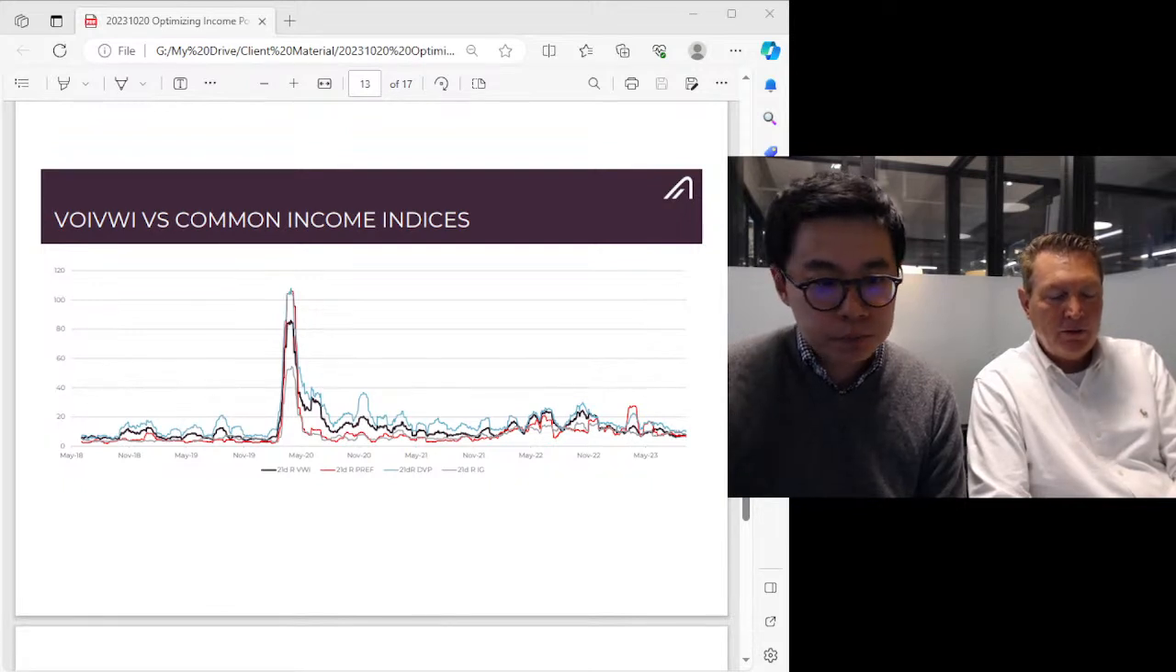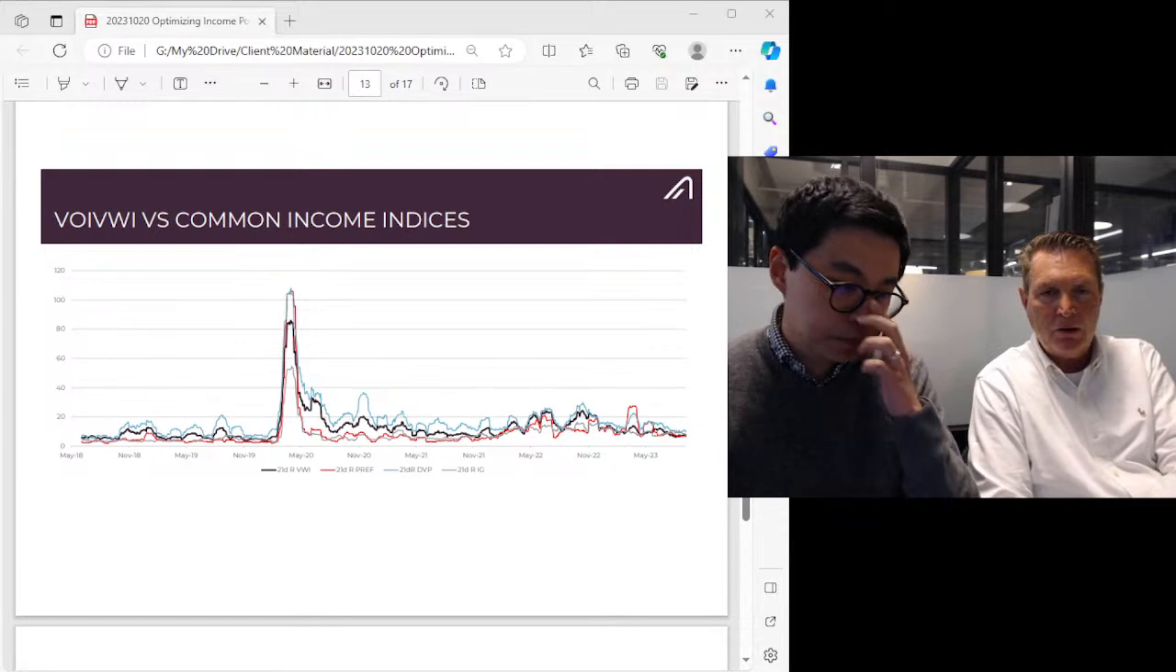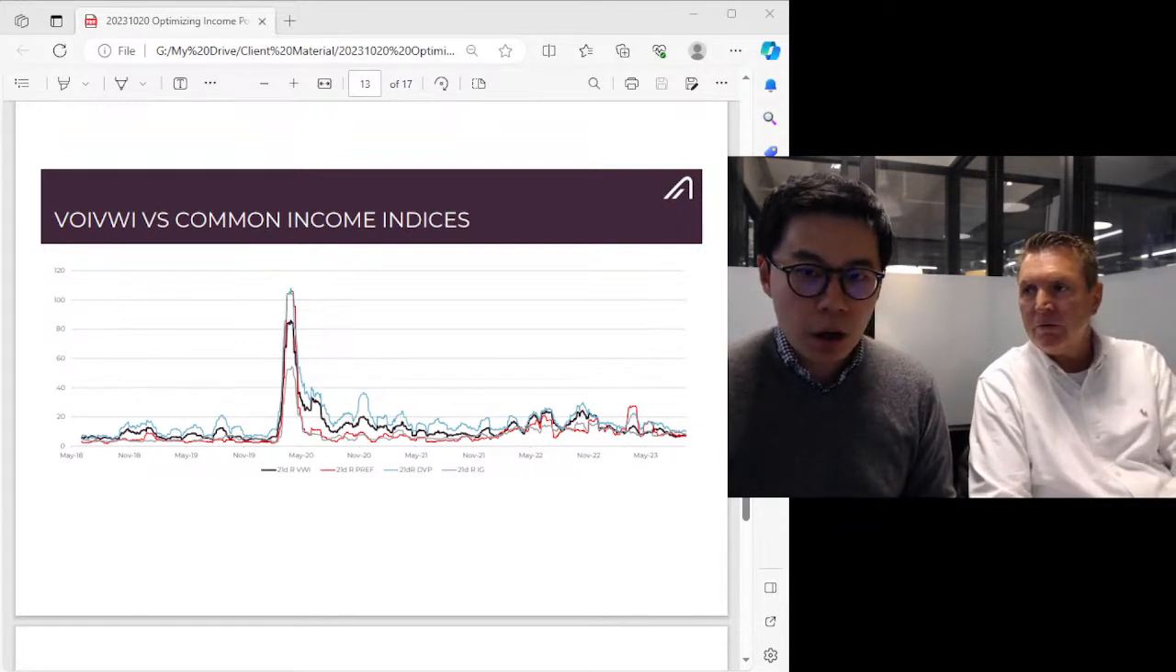So now, when you say the bond market has been volatile, how are you thinking about higher for longer? Oh, it's crazy.